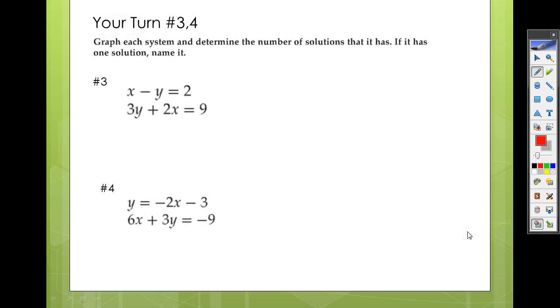So this is your turn, numbers 3 and 4. Graph each system and determine the number of solutions that it has. If it has one solution, then name it. So what is the solution if it has one? If not, is there no solution?